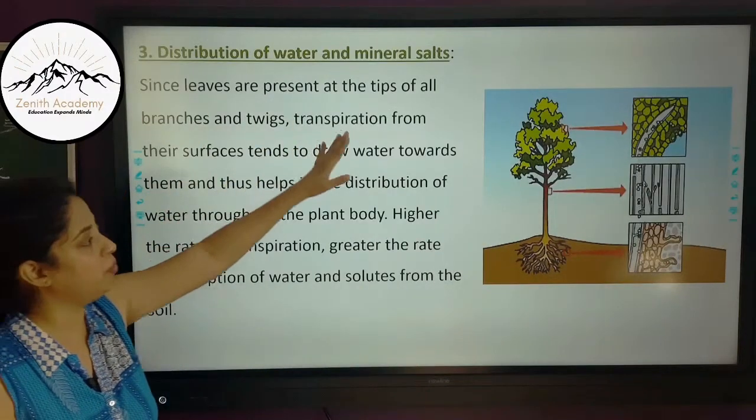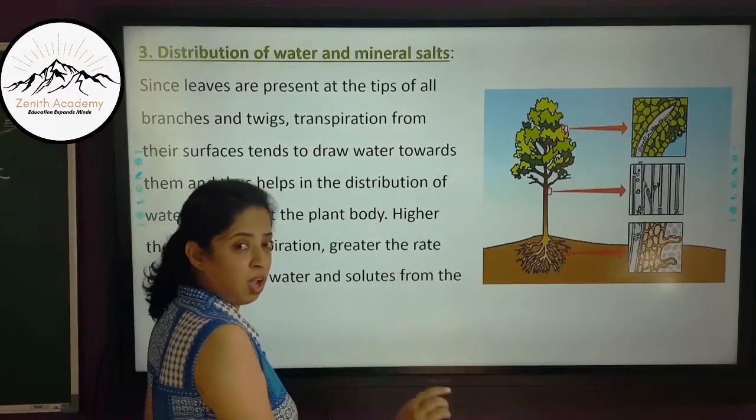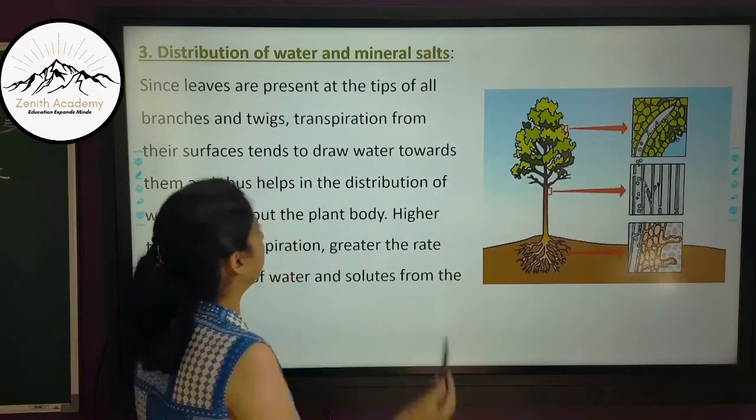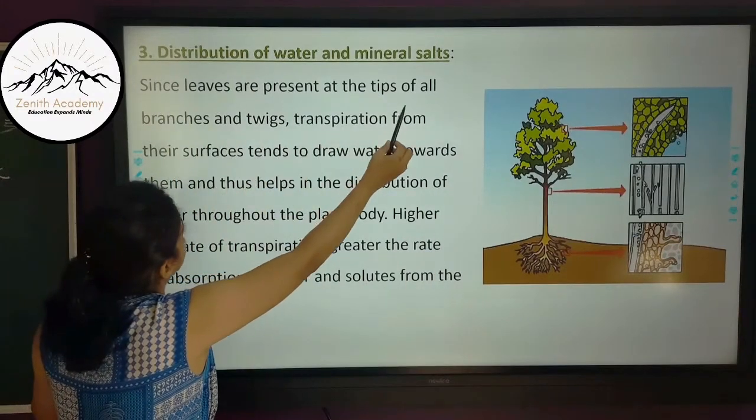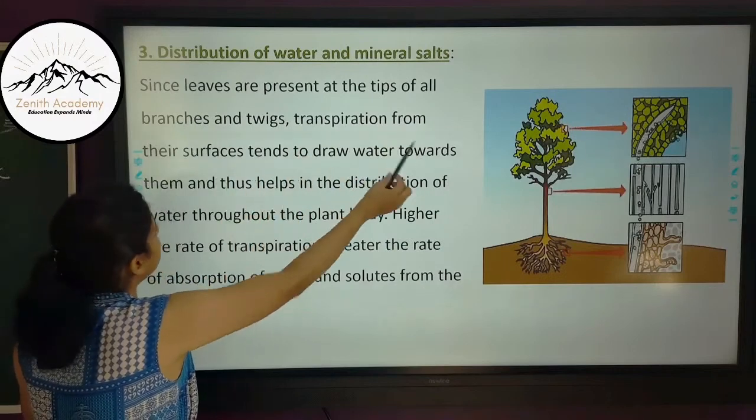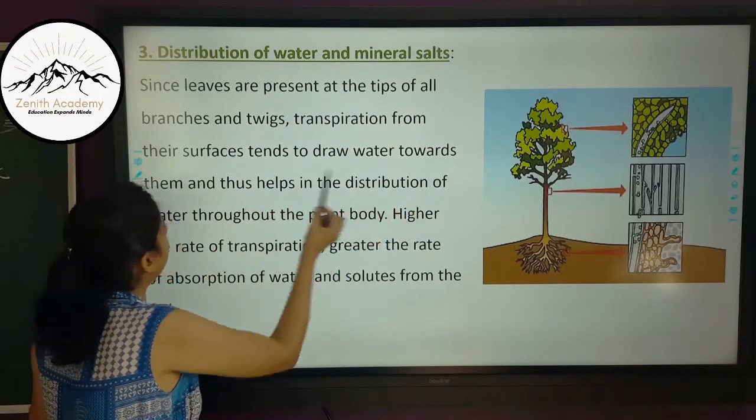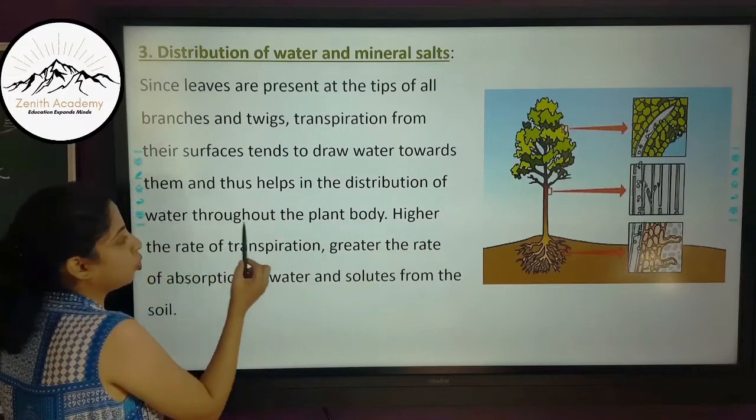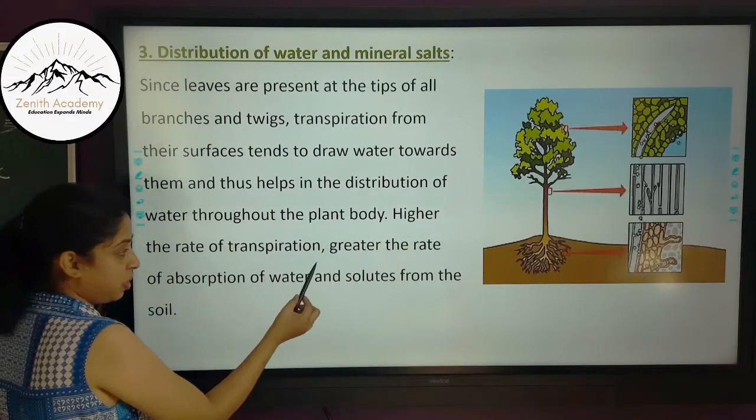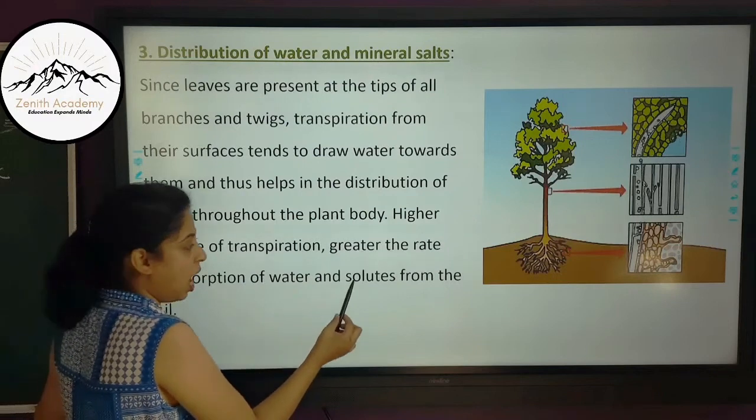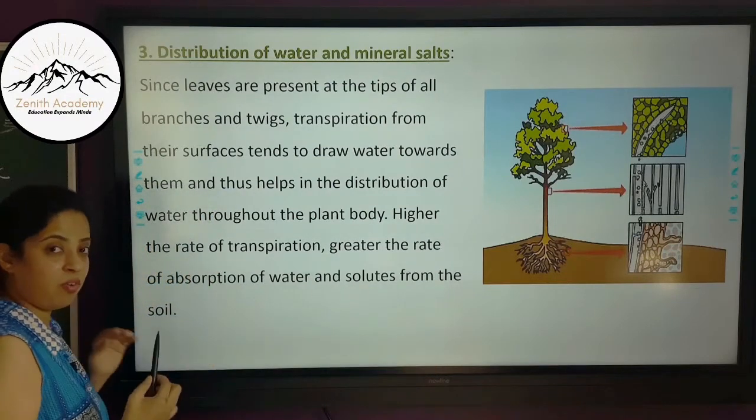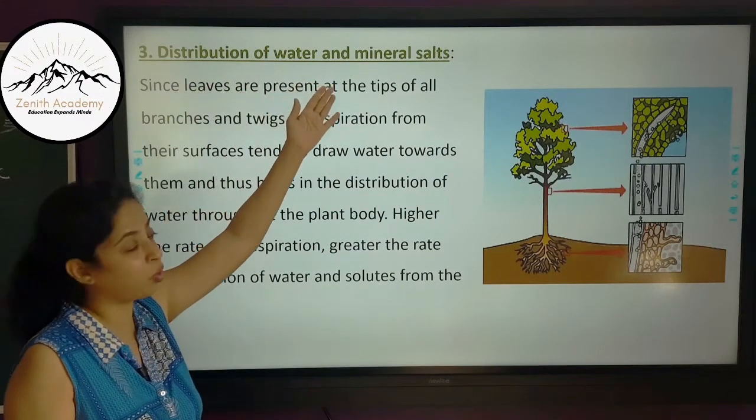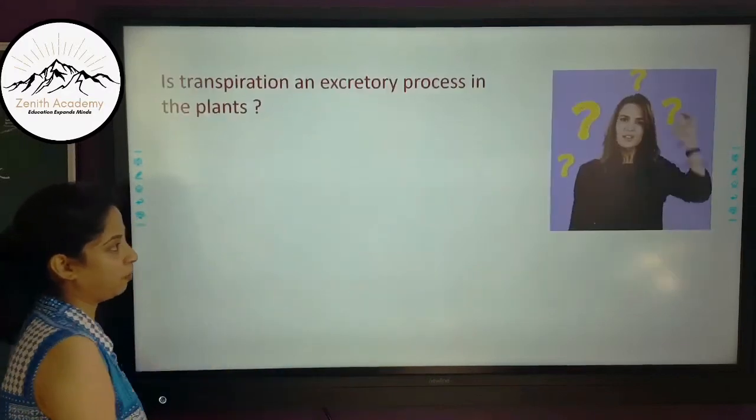Now, distribution of water and mineral salts. In the same way, the way water is being sucked up, the minerals which are dissolved in the water are also circulated. Since leaves are present at the tips of all the branches and twigs, transpiration from their surfaces tends to draw the water towards them, as we have studied in ascent of sap, and thus helps in the distribution of water throughout the plant body. Higher the rate of transpiration, greater the rate of absorption of water and solutes from the soil. So, when water is moving up, obviously the solutes and the minerals will also move up, and this helps in the distribution of water and mineral salts throughout the plant body.